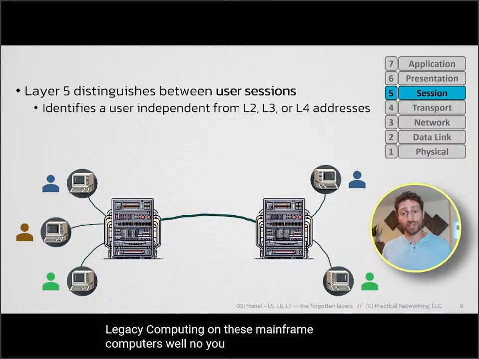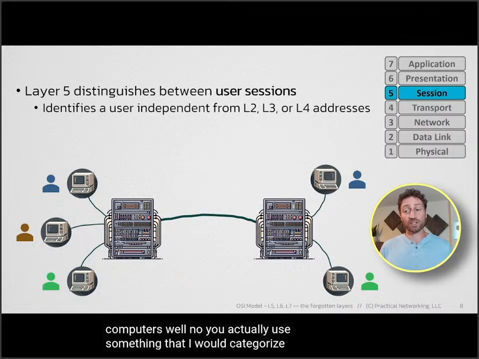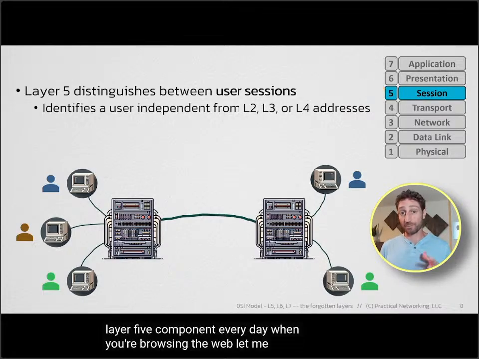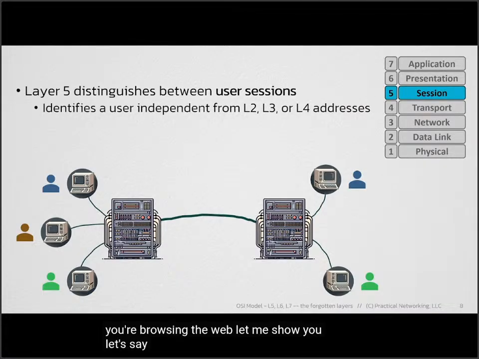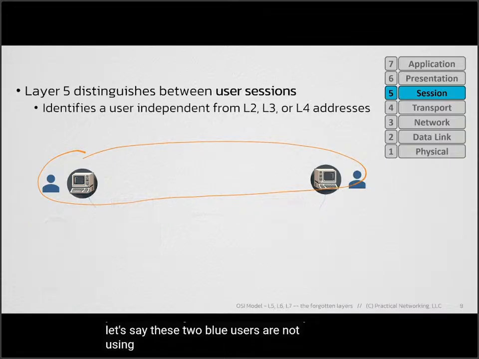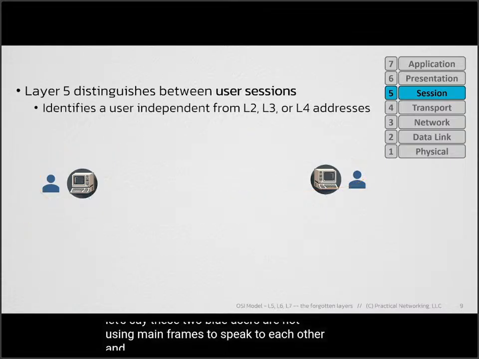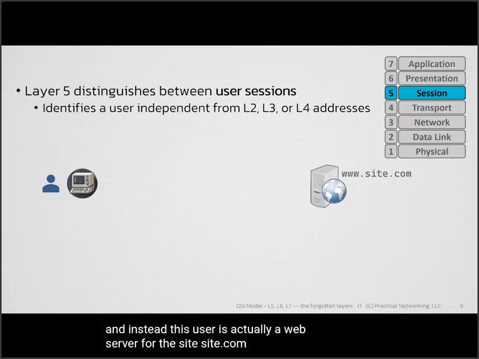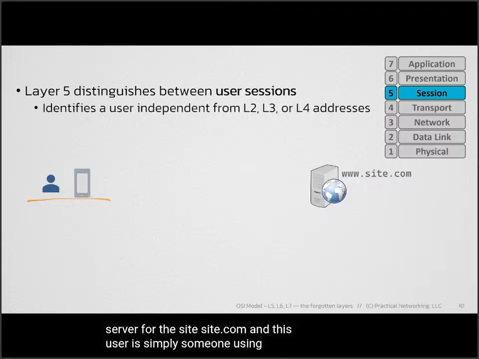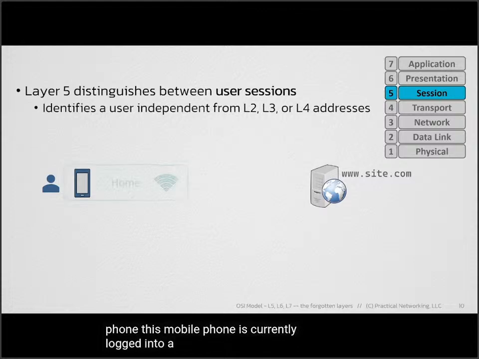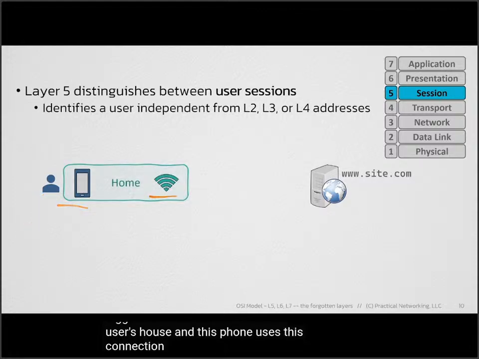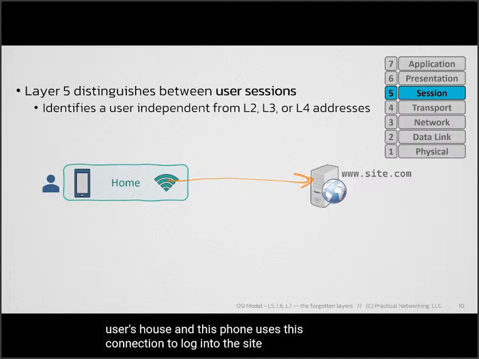Well, no. You actually use something that I would categorize as a layer 5 component every day when you're browsing the web. Let me show you. Let's say these two blue users are not using mainframes to speak to each other. And instead, this user is actually a web server for the site site.com, and this user is simply someone using a mobile phone. This mobile phone is currently logged into a Wi-Fi network at this user's house, and this phone uses this connection to log into the site site.com.